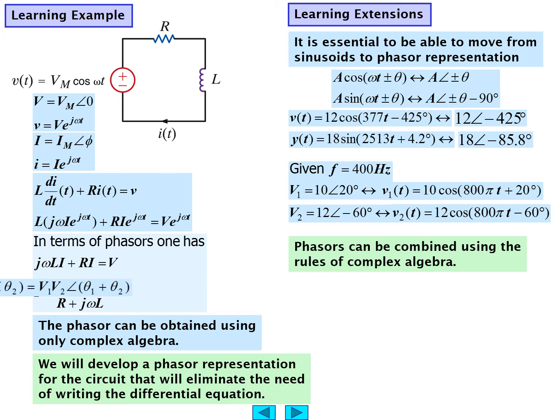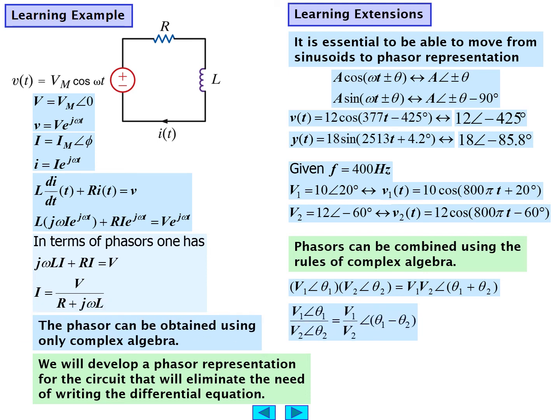Phasors can be combined using the rules of complex algebra. So for example, the product of two phasors, v1 angle theta 1 times v2 angle theta 2. The amplitudes are the product, v1 times v2, and the angles add. If we divide v1 angle theta 1 by v2 angle theta 2, the amplitudes divide, v1 over v2, and the angles subtract. So in multiplication, the amplitudes multiply and the angles add, and in division, the amplitudes divide and the phase angles subtract.